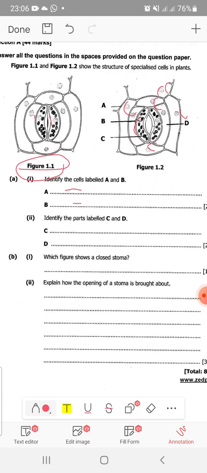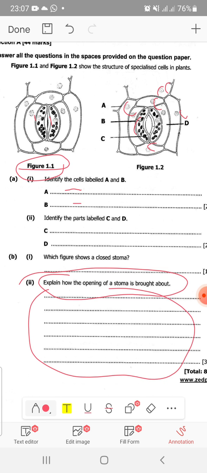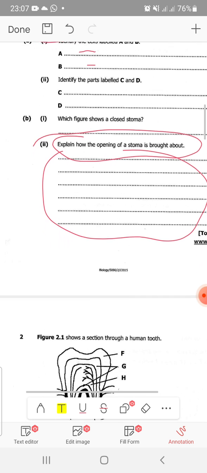Apart from that, the stomata is also opened when it is exposed to high light intensity. It automatically opens up when exposed to high light intensity, and it closes up at night. Since we're focusing on the opening, the answer is: the opening of the stomata is brought about by exposure of the leaf to light intensity, as well as by excess gain of water, which makes the guard cells swell, leaving the stomata open. You're supposed to explain in a paragraph just like I've said it, for you to get the 3 marks.